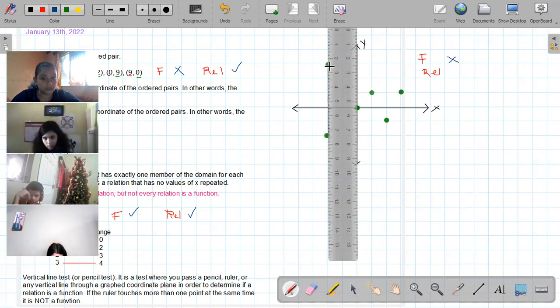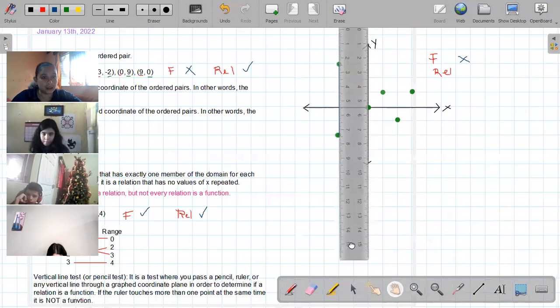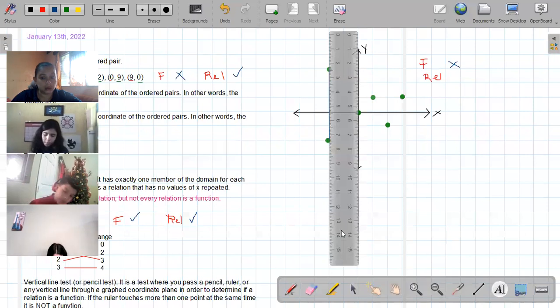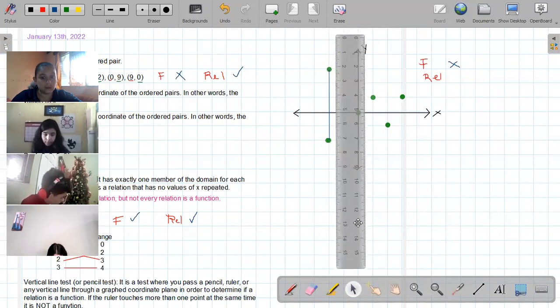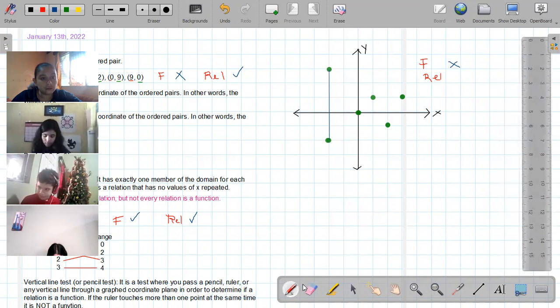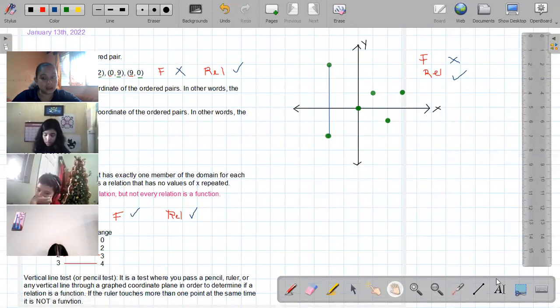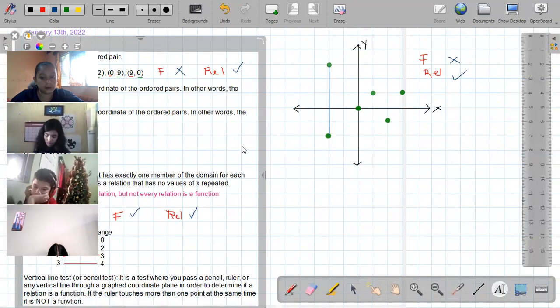I'm going to draw a line. It touches those 2 points at the same time. So it is not a function, okay? It is not a function, but is it a relation? Yes, because it is a group of ordered pairs. But because those 2 points are in the same vertical line, according to the vertical line test, it is not a function. It is a relation, but it is not a function.